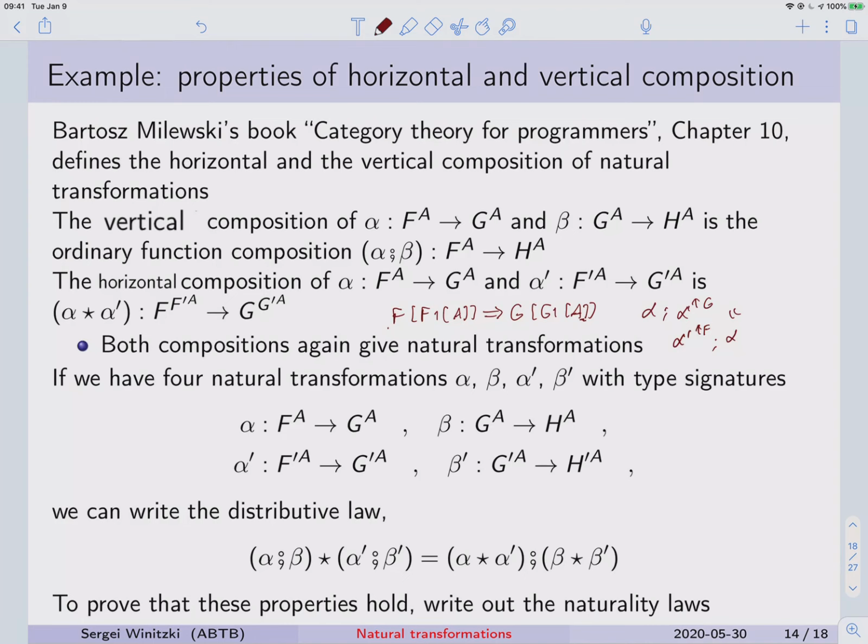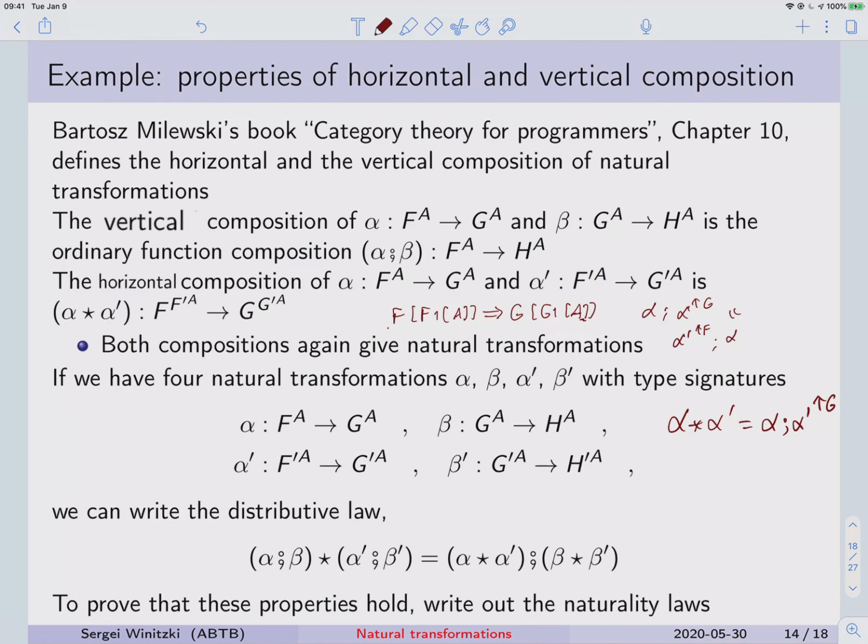So first of all, you need to show that if alpha and beta and alpha prime are natural transformations, then these two compositions are natural transformations as well. And also the book quotes this distributive law. So we define alpha star alpha prime as alpha before alpha prime lifted to g.